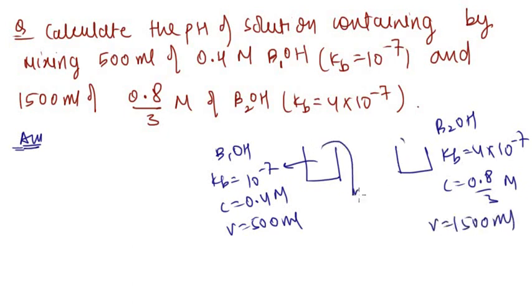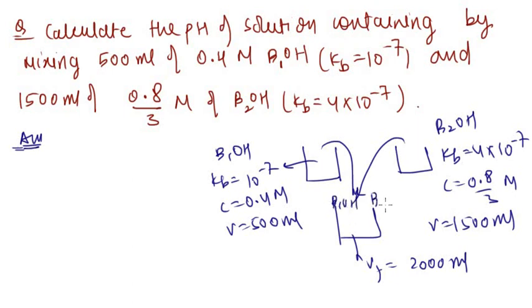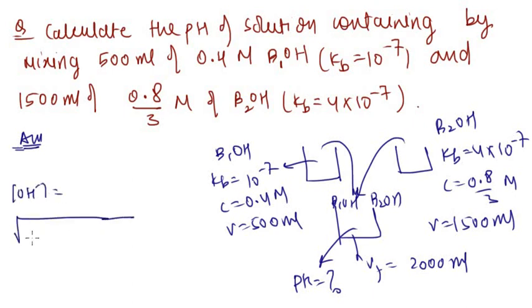Now we are mixing both of them. The final volume is 2000 ml, and here we have B1OH and B2OH. We have to calculate the pH of this solution. We know the concentration of OH negative for a mixture is the root of Kb1C1 plus Kb2C2, as we have seen.